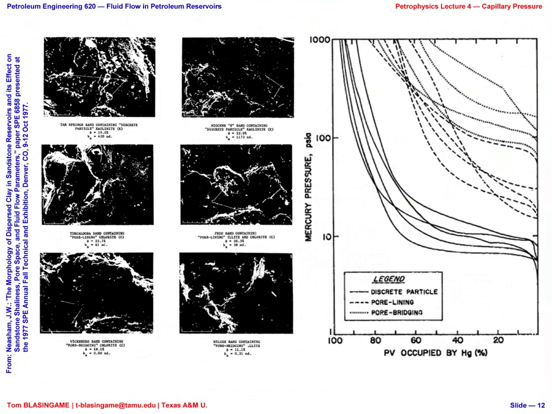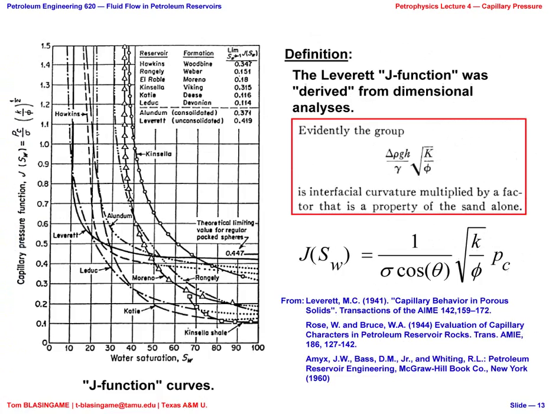So the next slide is a compendium of a whole bunch of cases from Neesham, and then the next slide is a discussion of Leverett. Leverett claimed in his paper, it was 1942, that he could create a universal capillary pressure curve, a universal capillary pressure curve.